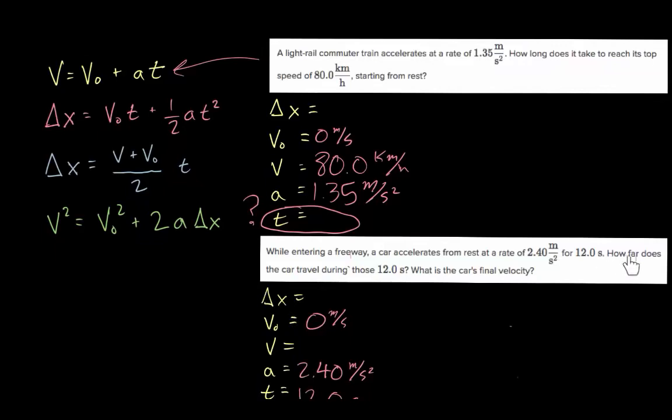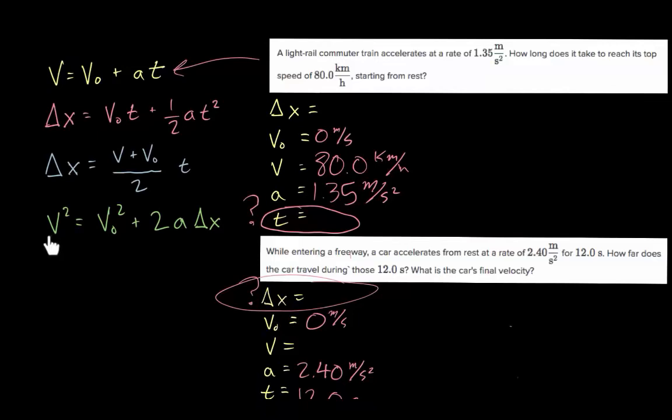The first question says, how far does the car travel during those 12.0 seconds? It's asking how far, so that's going to be delta x, the change in position. Let's circle it here. Notice we don't have the final velocity, so we can look for an equation that doesn't have the final velocity in it, and then hopefully it will have these other four, but we'll have to check that.